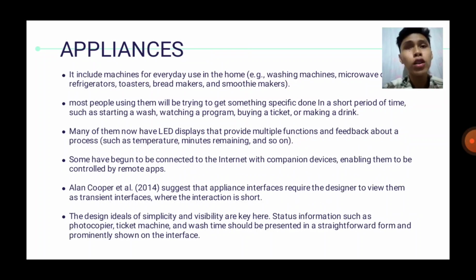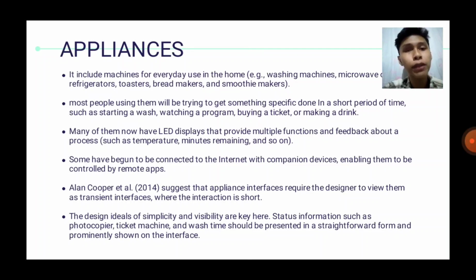Appliances include machines for everyday use in the home, for example washing machines, microwaves, refrigerators, toasters, bread makers, and smoothie makers. Most people using them will be trying to get something specific done in a short period of time, such as starting a wash, watching a program, buying a ticket, or making a drink. Many of them now have LED displays that provide multiple functions and feedback about the process, such as temperature and minutes remaining. Some have begun to be connected to the internet with a companion device, enabling them to be controlled by remote apps.